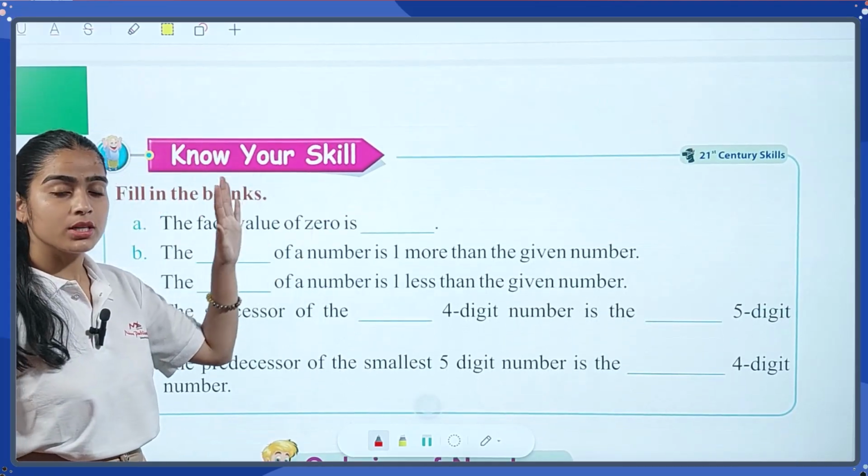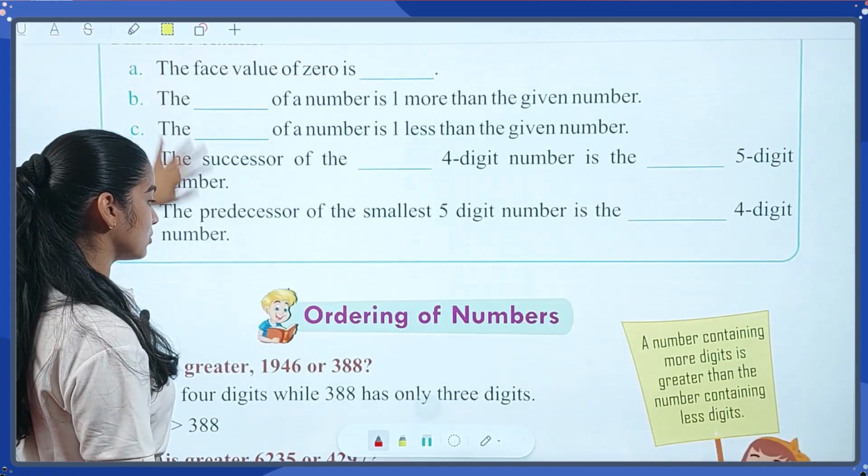Now know your skill. So this time to identify how much you learned now. So you have to do this on your own.